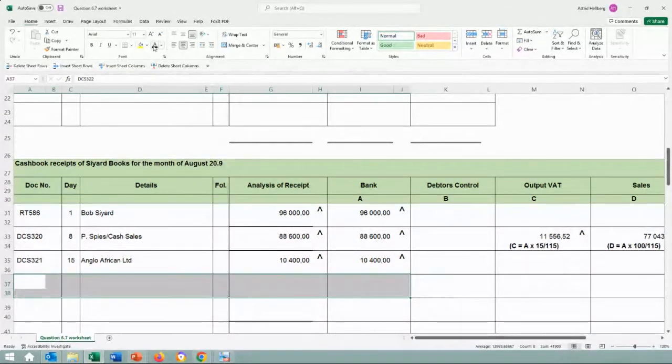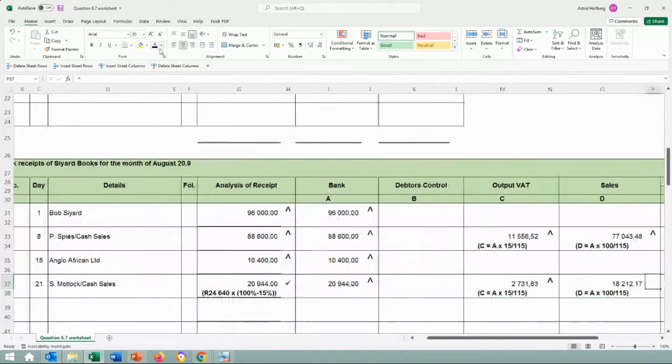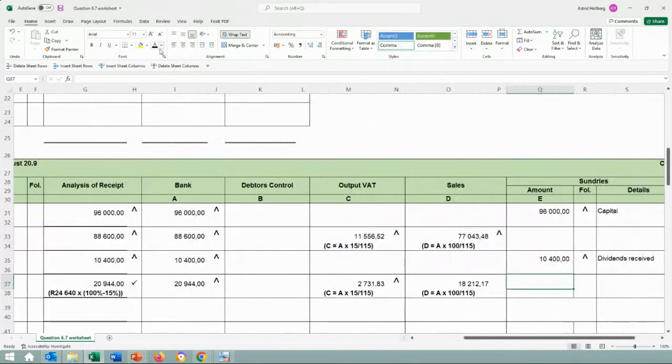So the first entry to work out is you take the 24,640 and multiply it with 85%, or you can do 100% less the 15%, to get to the amount received. What's in the analysis of receipts is the same as in the bank. Then we do the output VAT and the sales amount, and we do the calculation exactly the same as we have done for the other entries.